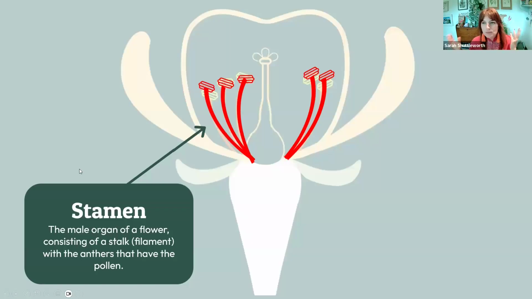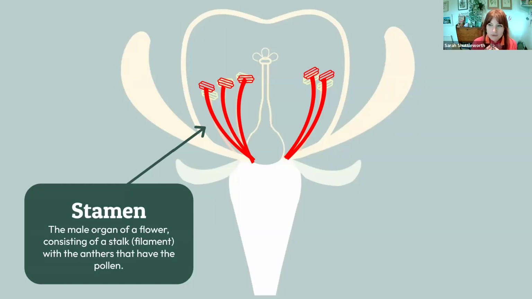So now we're moving more into the center of the flower, and we're going to look at those funny little bits that come in all shapes and sizes, and multiple numbers. The first part we're looking at is the stamen, and these are the male organs of the flower, and it consists of individual parts that we're going to go through individually, the filament and the anthers. And at the end, the anthers have the pollen.